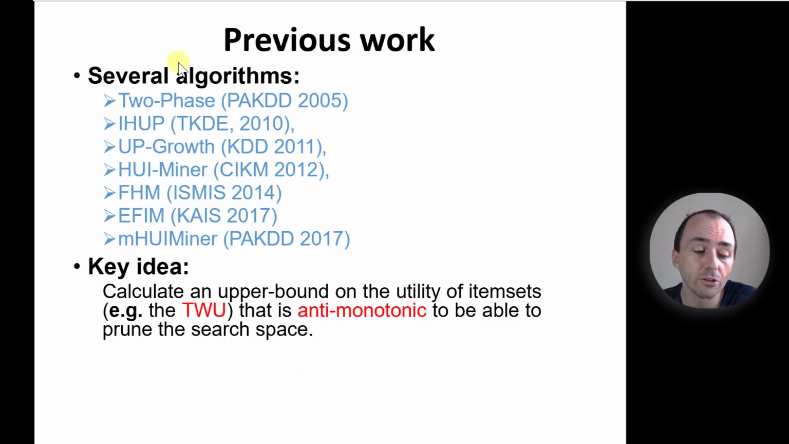To solve the problem of high utility item set mining, there are many algorithms. Some of the fastest are HUI-Miner and FHM, for example. There are others. So the key idea, without going into the details, is that these algorithms use some upper bound on the utility, like the TWU, that are anti-monotonic, to be able to eliminate some possibilities and still find the correct result. So I will not go into the details about this, okay? I made some other video to explain the FHM algorithm, for example. If you want to know how it works, you could look at this in more detail.